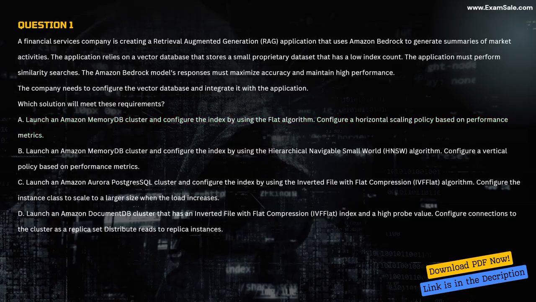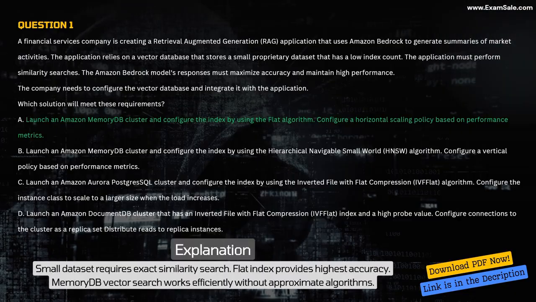Correct answer A. Launch an Amazon MemoryDB cluster and configure the index by using the FLAT algorithm. Configure a horizontal scaling policy based on performance metrics. Explanation: Small dataset requires exact similarity search. FLAT index provides highest accuracy. MemoryDB vector search works efficiently without approximate algorithms.